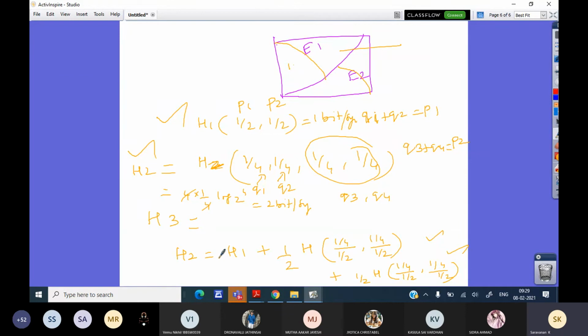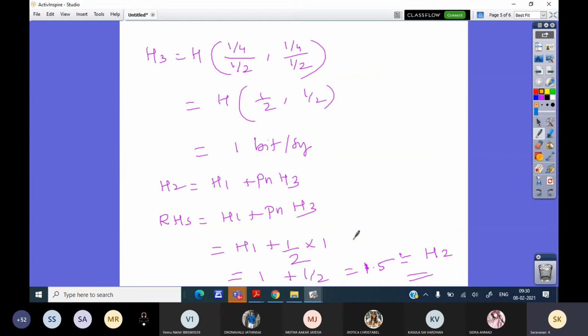So it is said to be the rule of additivity, okay. It is a very important property of average information, okay. So any doubt on this part?